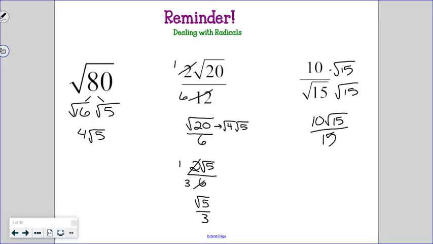Check your outside numbers. 10 and 15 are both divisible by 5, which would give me 2 square root of 15 over 3. Tempting to simplify there, right? The 15 and the 3 do have something in common, but that's inside, that's outside, cannot simplify any further. All of that's going to show up, but it should be a review. Any questions?